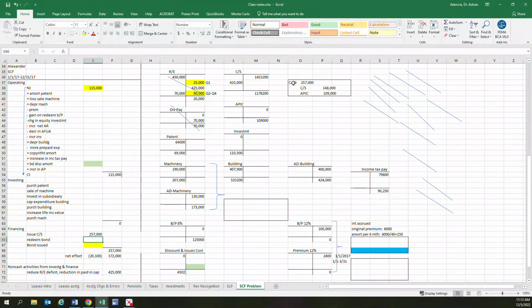That takes care of this part. Then we post these two items. So this is going to be 148,000. And this one is going to be 109,000. So if you notice, that fully explains the common stock account, and that fully explains the APIC account. So we'll go ahead and cross those out. We're done.